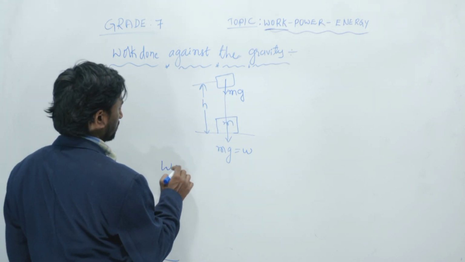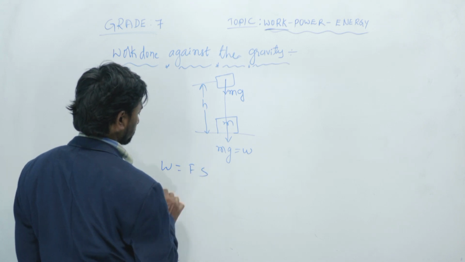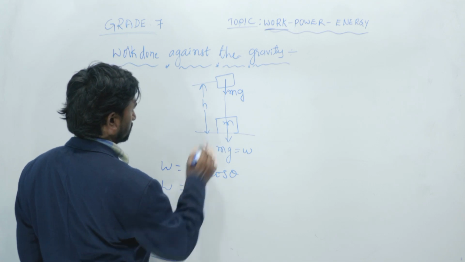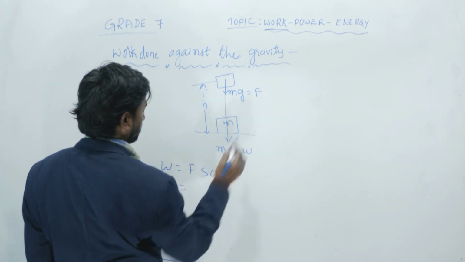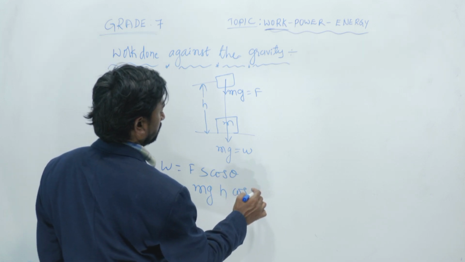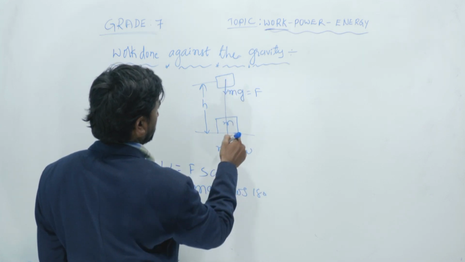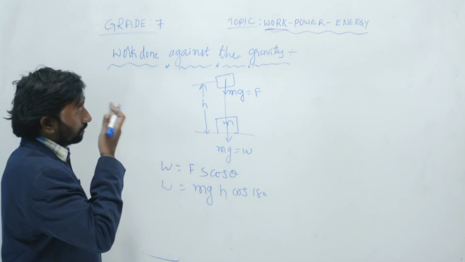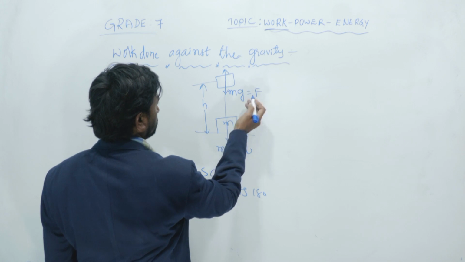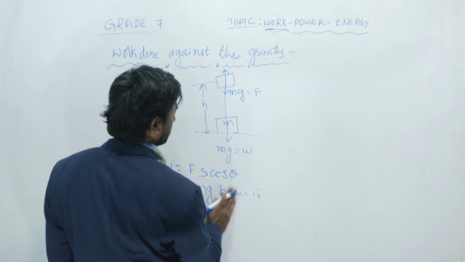So the work done we can write as force into displacement into cos theta. The force is mg, the weight, and the displacement is h, and cos of 180 degrees, since this force is acting downward. For work done against the gravity, we apply the force against this gravity, in the opposite direction.